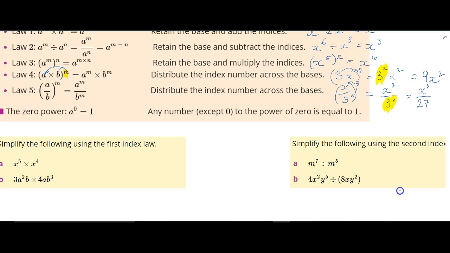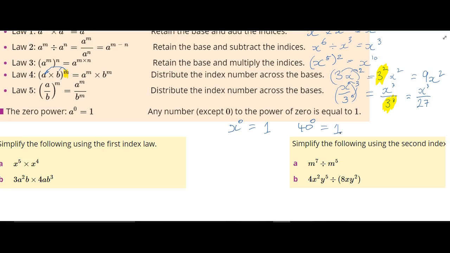So the final one there is the zero power, which seems to be the most simple, but often is one that people get wrong. So any number or any pronumeral raised to the power of 0 is equal to 1. Okay, so for example, x to the power of 0 is 1. 40 to the power of 0 is equal to 1. Okay, I'm not going to go through why that is the case. We might be able to talk about that in class.